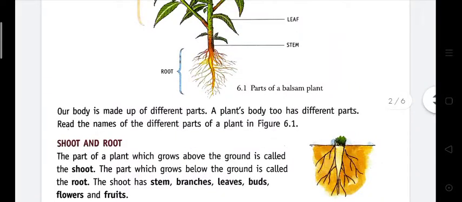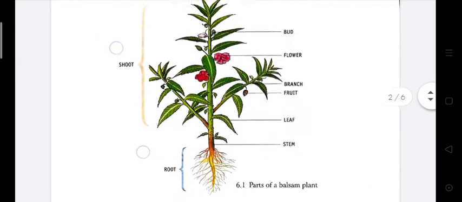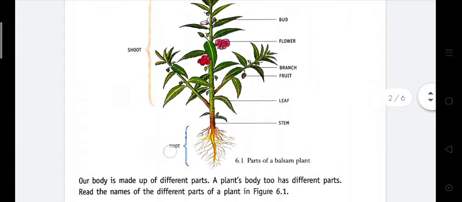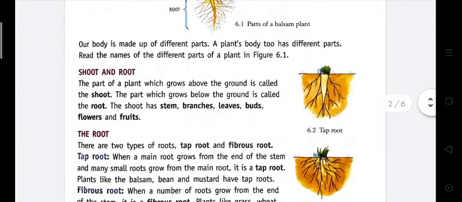Our body is made up of different parts. A plant's body too has different parts. Read the names of the different parts of a plant. Figure 6. Look at the picture here. This is a whole plant and it has mainly two parts, that is shoot and root. The part of a plant which grows above the ground is called the shoot, and the part which grows below the ground is called the root. The shoot has stem, branches, leaves, buds and flowers, fruits.